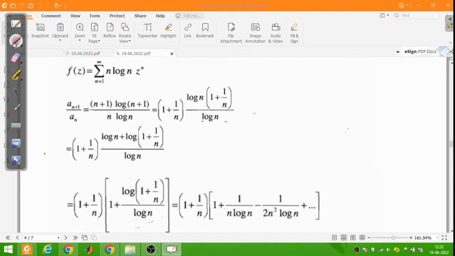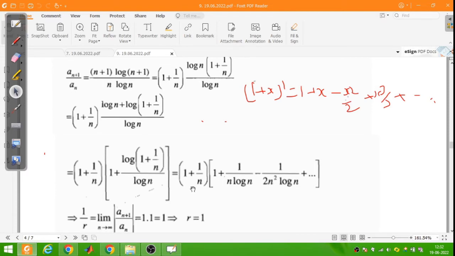By using the series expansion, log(1 plus x) equals x minus x squared by 2 plus x cubed by 3 and so on. Using this formula we expand the logarithmic term, and we get (1 plus 1 by n) into (1 plus 1 divided by n log n minus 1 divided by 2 n squared log n, etc.). Now applying the limit as n tends to infinity, the remaining terms become 0 because 1 divided by infinity is 0. So this is 1 into 1, which is 1. So 1 by r equals 1, so r equals 1.